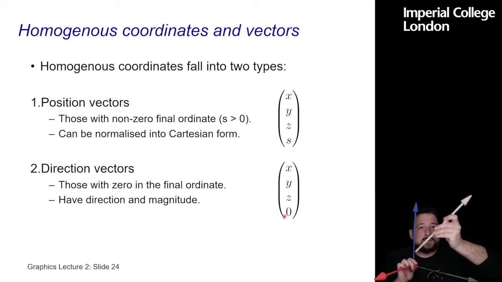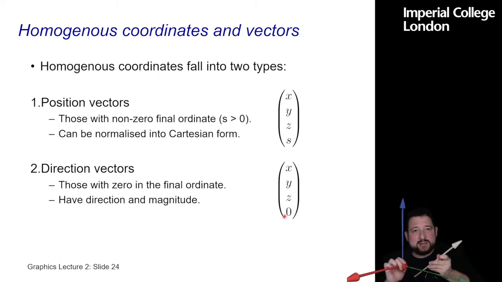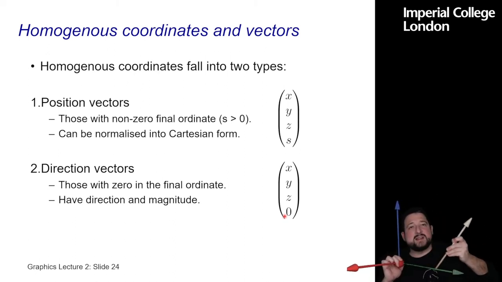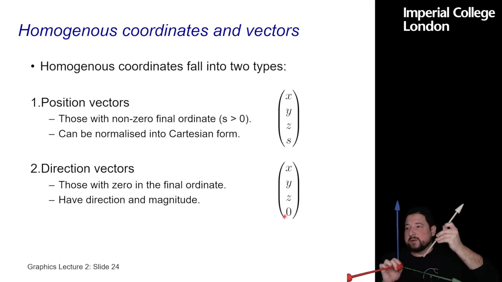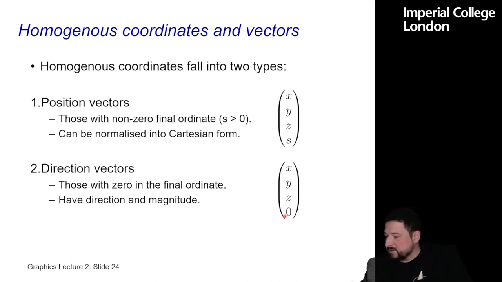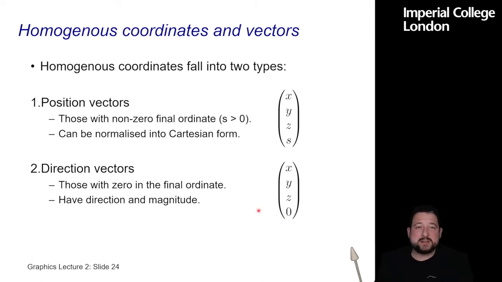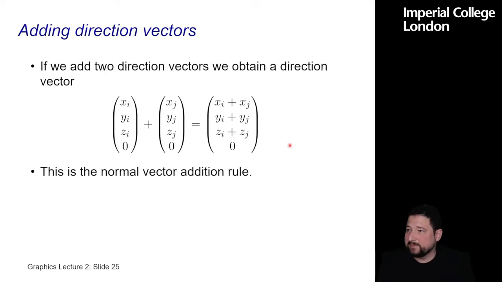The direction will always point in the same direction. It doesn't matter where that vector starts, right? So your last coordinate in this case is 0. So that's direction if there is 0, position if there is not 0. Okay? There's non-zero entries. So this makes intuitively sense. If we add two direction vectors, we obtain a direction vector, right? If we add these two together, this will stay 0, and all of these will be added.